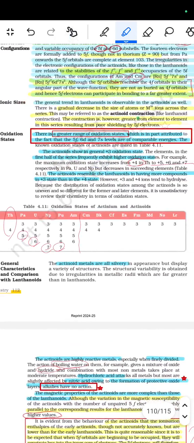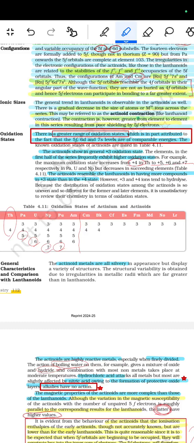So the general trends in the lanthanoids are observable in the actinoids. There is a gradual decrease in the size of the atoms or M3+ ions across the series. This may be referred to as the actinoid contraction. Like the lanthanoid contraction, the contraction is, however, greater from element to element in the series, resulting from poor shielding by the 5f orbitals.